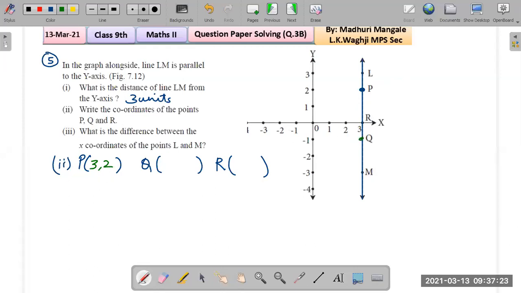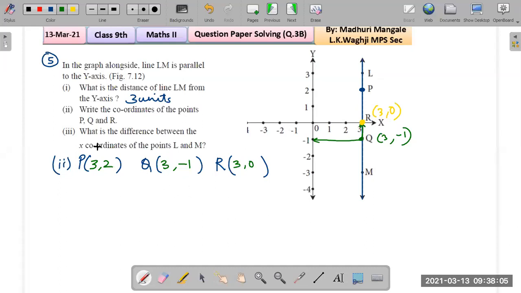Next, look at Q. This point Q is over here. Draw a straight line towards x. Always x first. So 3 comma, draw a straight line towards y. It hits at -1. So y is -1. The coordinate of Q is 3 comma -1. Next, look for R. R is this point over here. It is on the x-axis. So x is 3. And we know for any point on the x-axis, the y is always 0. So the coordinates of R are 3 comma 0.